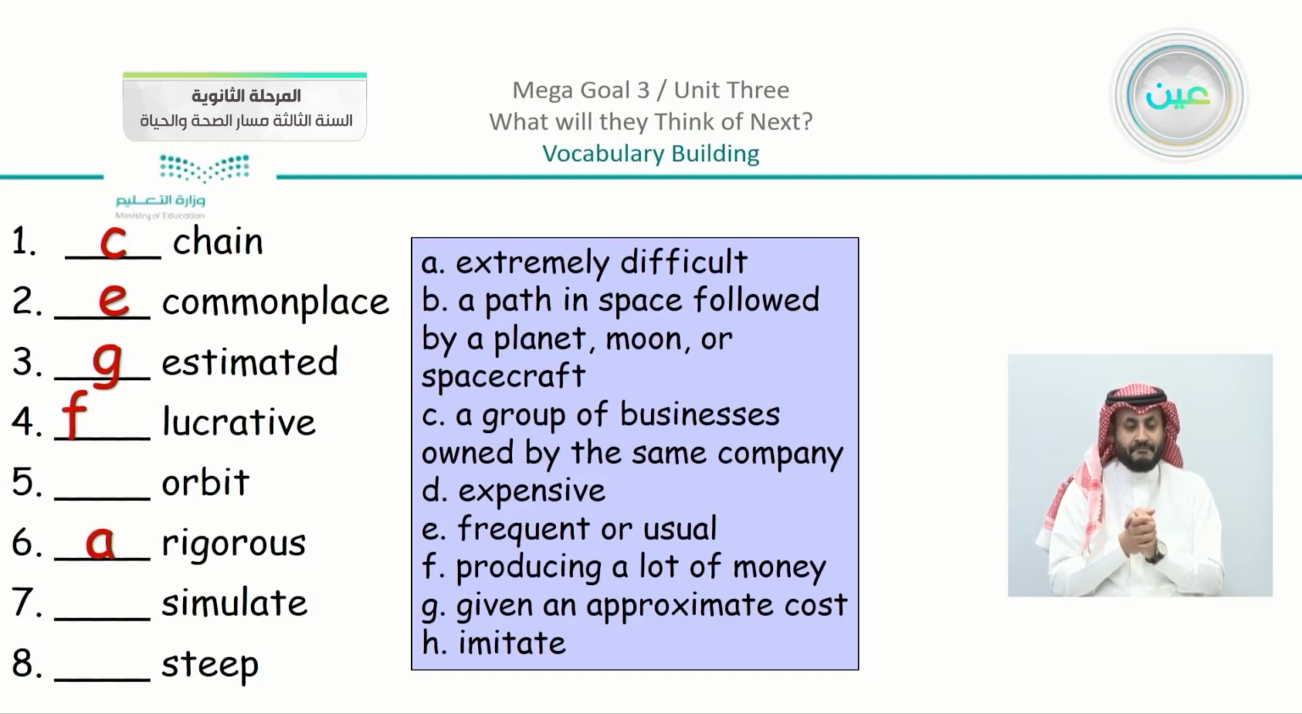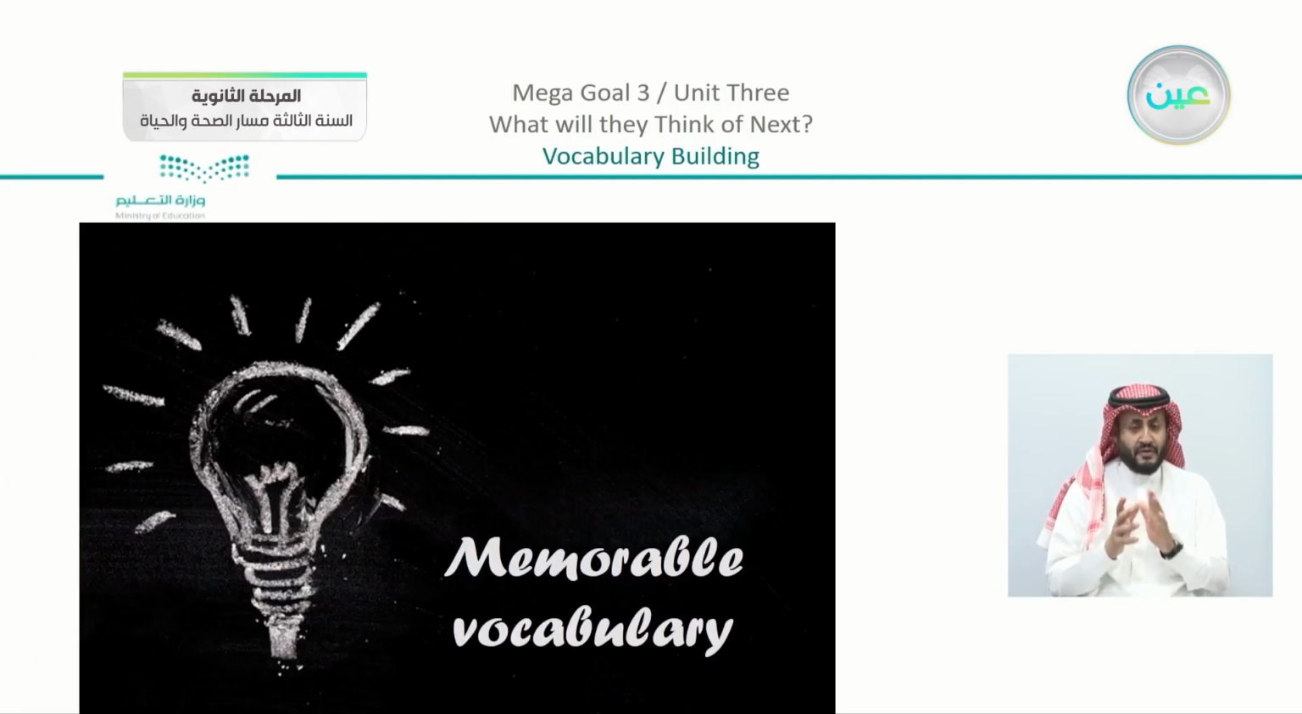We have rigorous, which is going to be, of course we have the orbit B, and rigorous is going to be A, which is extremely difficult. We have steep, which is D, expensive, leading us to simulate, which is obviously imitate. Now these are the words that we passed by.